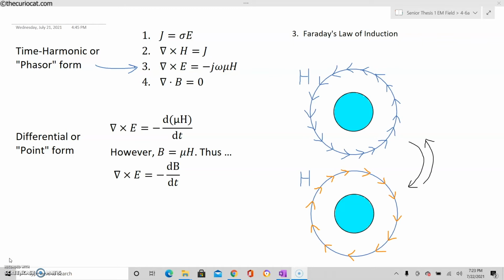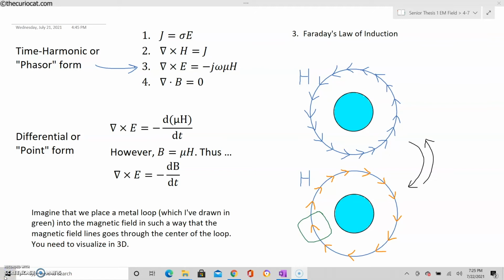Here I have redrawn the diagrams showing the magnetic field around our wire. So remember that the magnetic field constantly changes direction from counterclockwise to clockwise and back to counterclockwise due to the alternating current. Now imagine that we place a metal loop, which I've drawn in green, into the magnetic field in such a way that the magnetic field lines go through the center of the loop. You need to visualize in 3D.